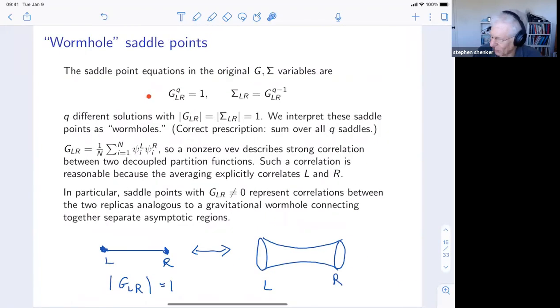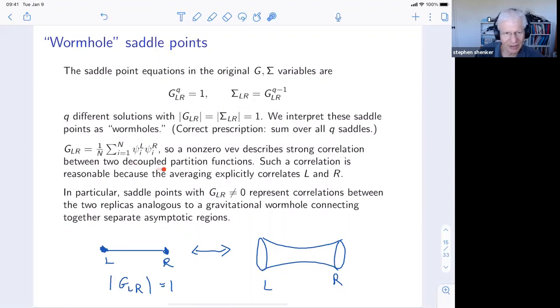Well, it turns out the saddle point equation, if the original variables look like this, they're very simple. These are differential equations. These are algebraic equations, pretty simple ones at that. So the solutions are G left right are the qth roots of unity, and sigma are essentially the same. We interpret these saddle points where G left right has got a sizable value as wormholes. And it turns out when you look into the integrals, the correct prescription is you have to sum over all the saddles with equal weight.